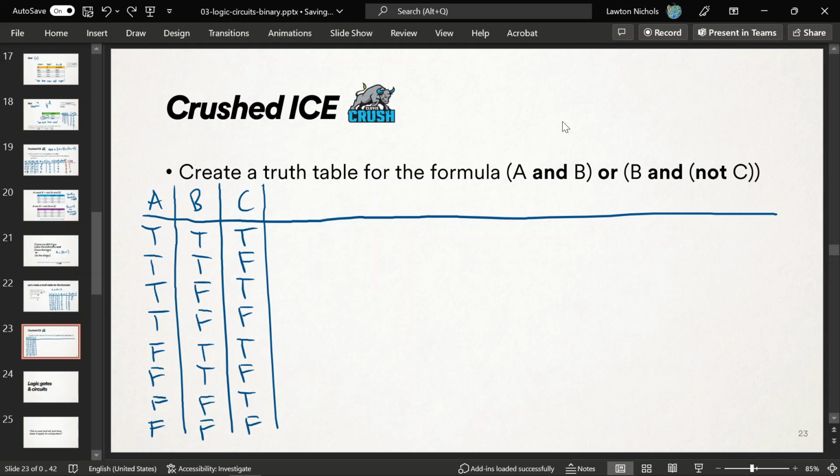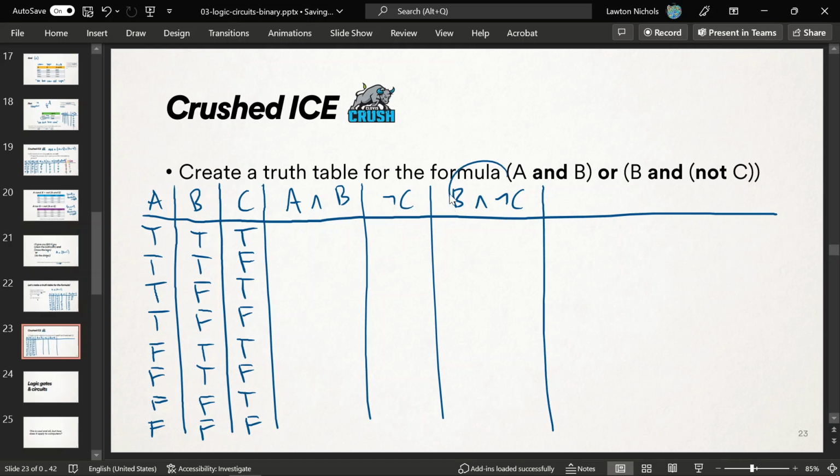Let's see here. And then we need to get out all of these. So eventually we need A and B or B and not C. So we need this one first. We need A and B. You know what that is, so we can combine it later. Then we need B and not C. So we need not C, right? Not C, so we can AND it with B. Make it B and not C. And then finally, we have all our pieces. We have the B and not C, we have the A and the B, and we can OR them together, right? So there's our A and B, or B and not C.